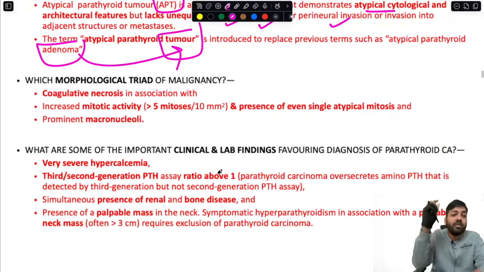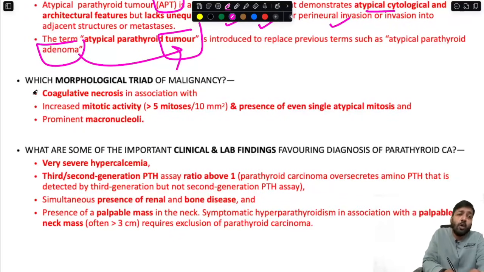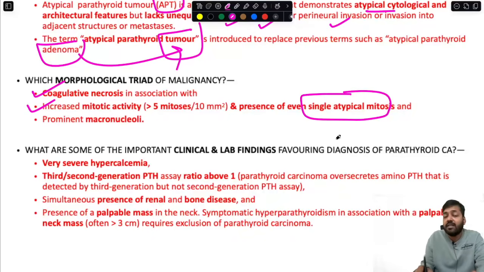Second, what is the morphological triad of malignancy which is seen in parathyroid carcinoma? It is coagulative necrosis in association with increased mitotic activity, that is more than 5 mitoses per 10 millimeter square, and even the presence of a single atypical mitosis is suggestive of malignancy. Along with that, the presence of prominent macronucleoli. So this is the morphological triad of malignancy for parathyroid carcinoma.